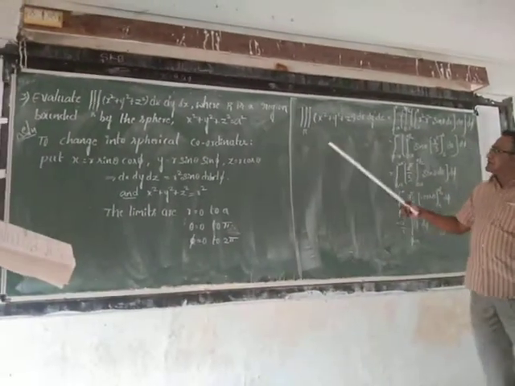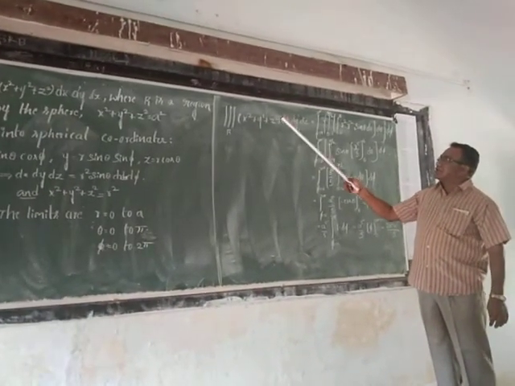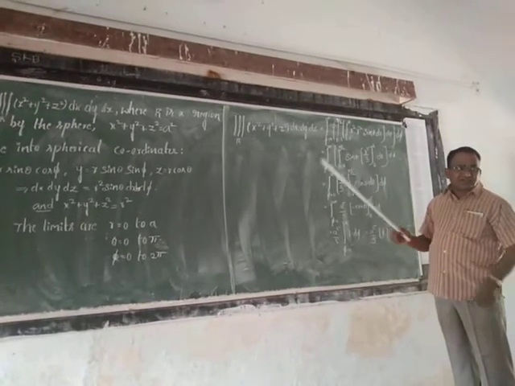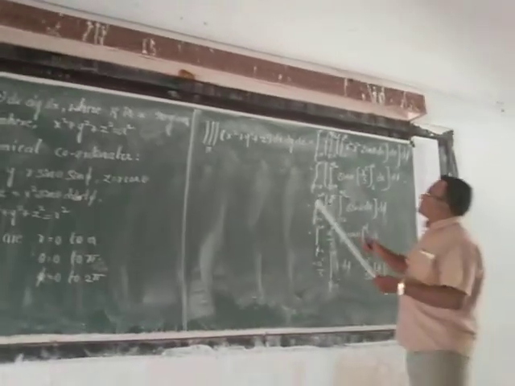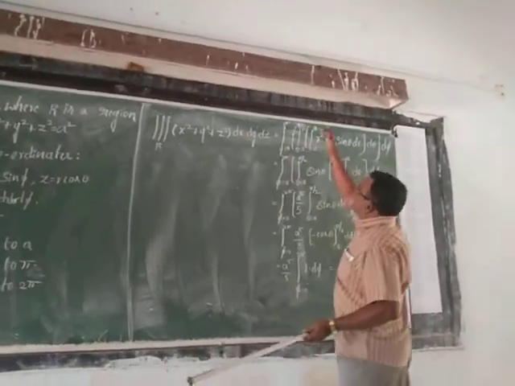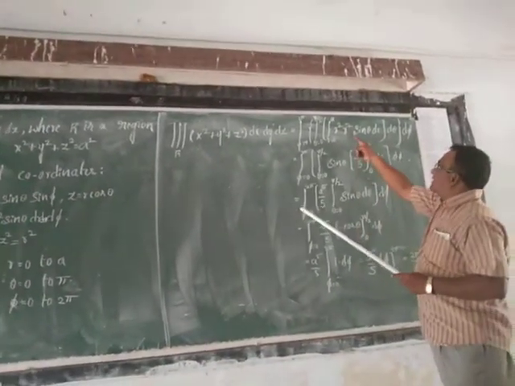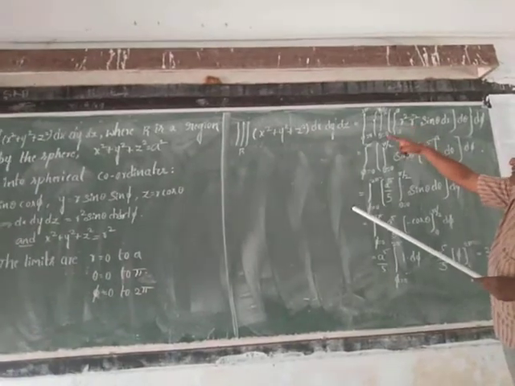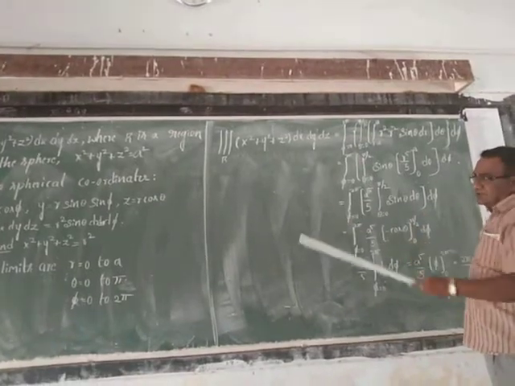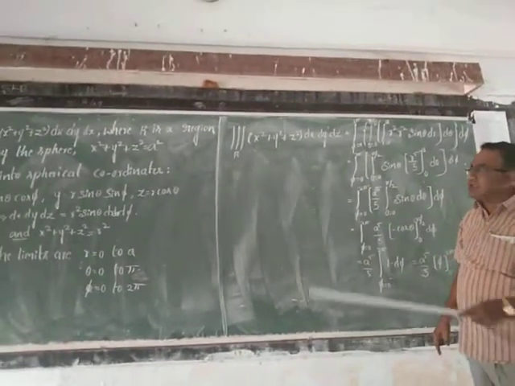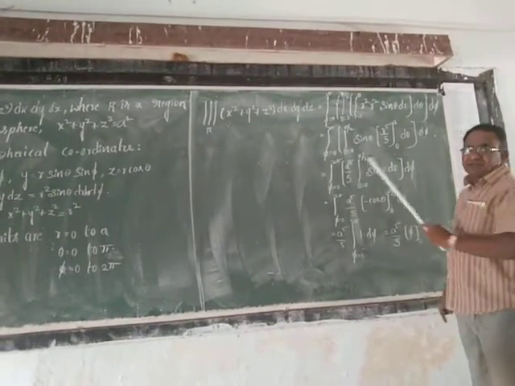Okay. Now with this, your triple integral over the region R of x squared plus y squared plus z squared into dx into dy into dz is nothing but the integral from phi is equal to 0 to 2 pi, theta from 0 to pi, and r from 0 to a of r squared, because x squared plus y squared plus z squared is r squared, into r squared sin theta into dr into d theta into d phi.